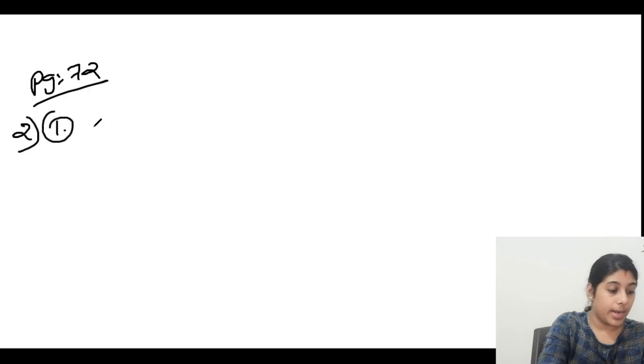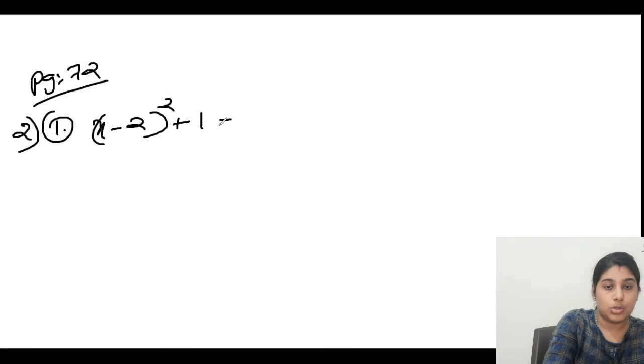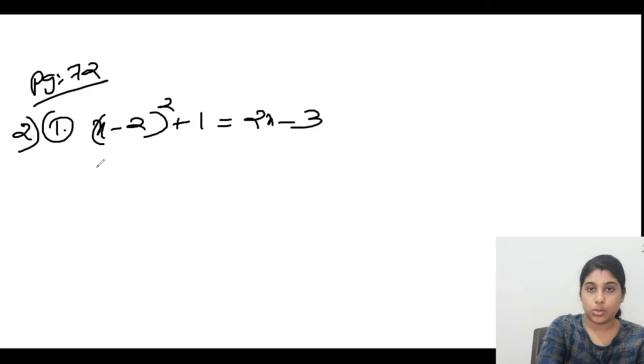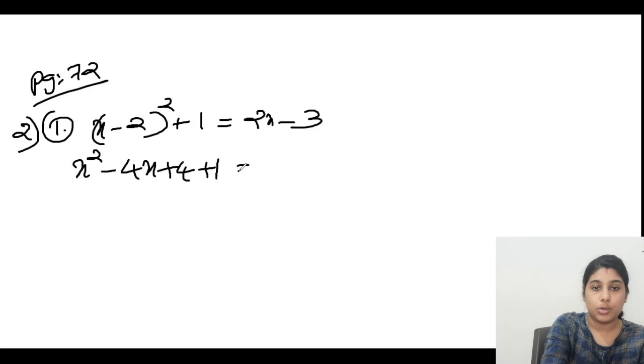So the first question is: given (x minus 2) the whole square plus 1 is equal to 2x minus 3. You know (a minus b) the whole square is what? a square minus 2ab, that is 2 into x into 2, that is minus 4x, plus b square, that is 4, plus 1 is equal to 2x minus 3. So x square minus 4x plus 5.